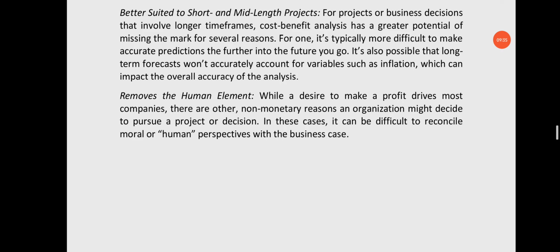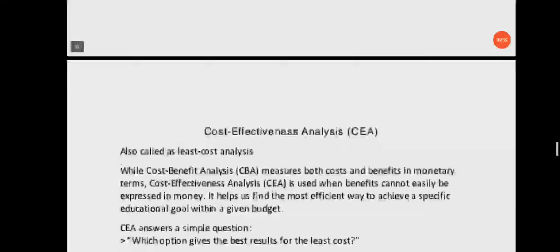Removes the human element. While a desire to make a profit drives most companies, there are other non-monetary reasons an organization might decide to pursue a project or decision. In these cases, it can be difficult to reconcile a moral or human perspective with the business case.